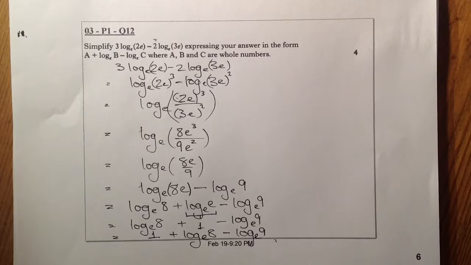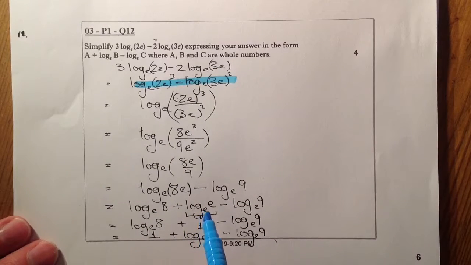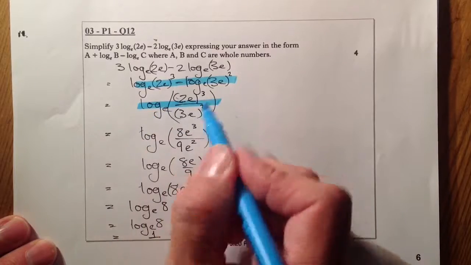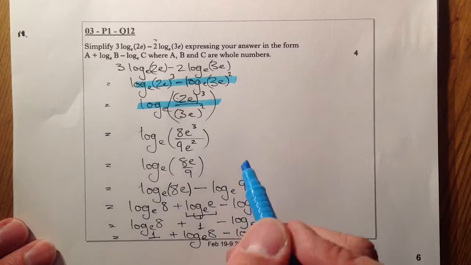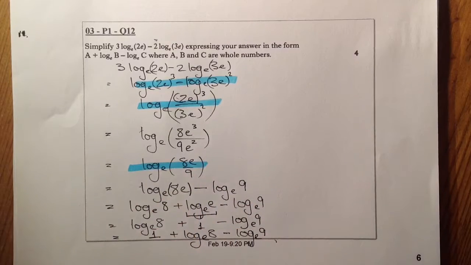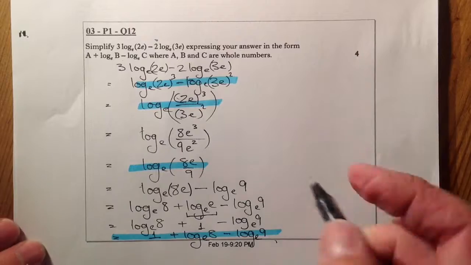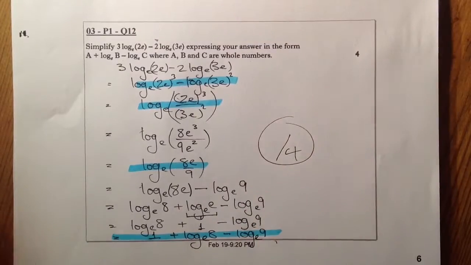Right, marks for this question. We've got 4 marks to give, and I'll give 1 mark for using the power law first of all. I'll give 1 more mark for using the subtraction law, gathering them together there. 1 mark for this part here, sorting them out a bit, and finally getting them into the correct order would give us our 4 marks for this question.